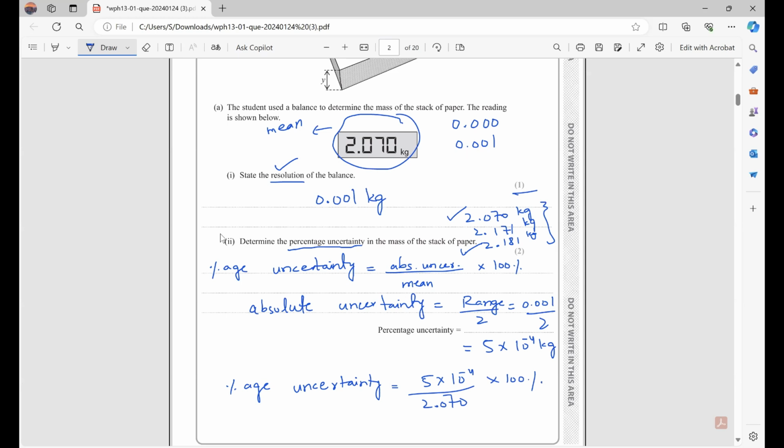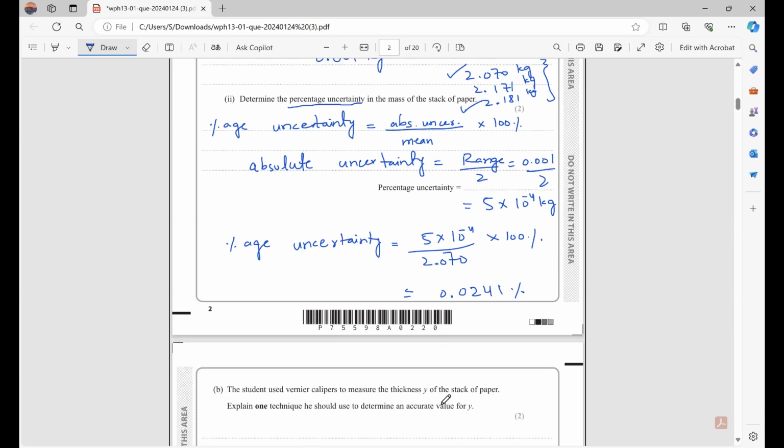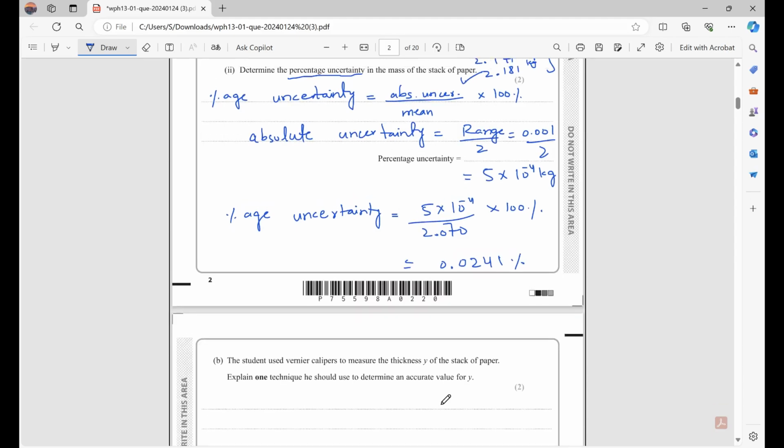So this gives you 0.024 percent, 0.024, or 0.02 percent if we take into account the significant figures over here. Right, so we did that. Now let's move on. I hope that's clear.